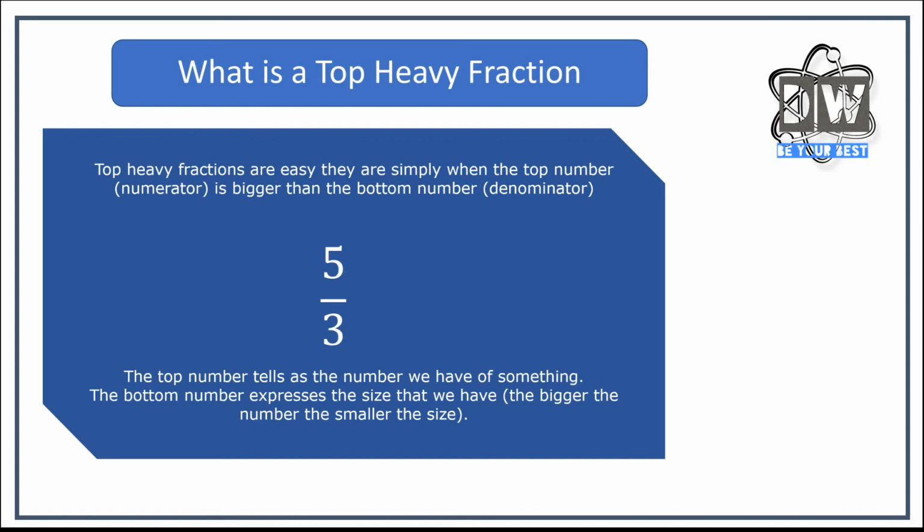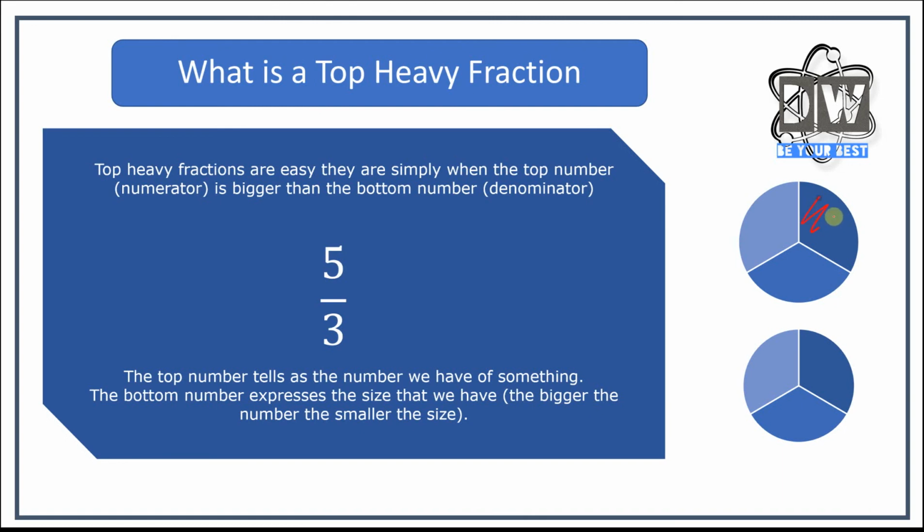And what we do today is we're going to take that top-heavy fraction and turn it into a mixed number. But here goes an example. We can see here that this pizza is cut up into thirds and we're going to have 5/3. So we're going to have 2 slices of this pizza and 3 slices of this pizza. And that would be 5/3 as a fraction.